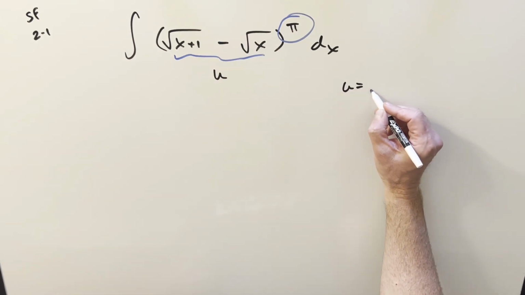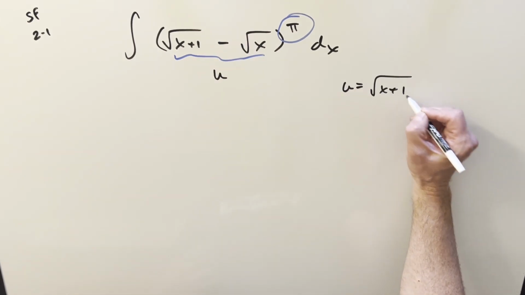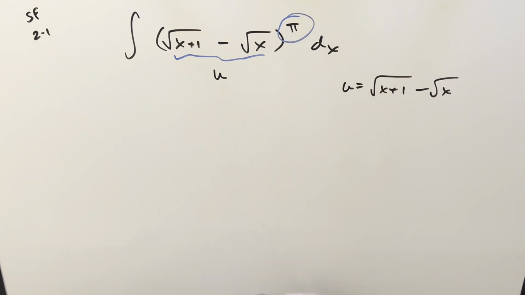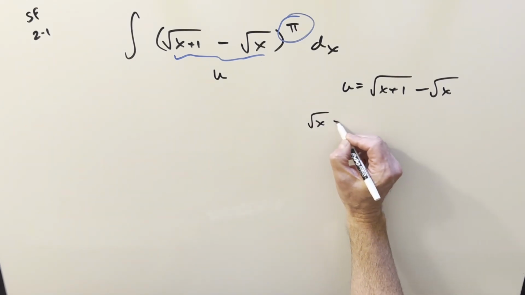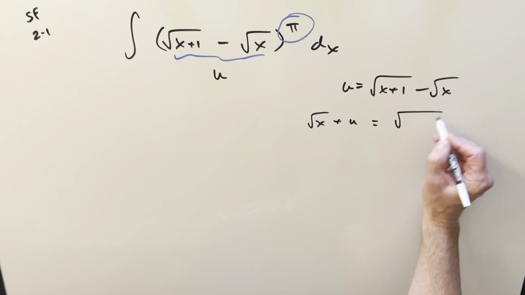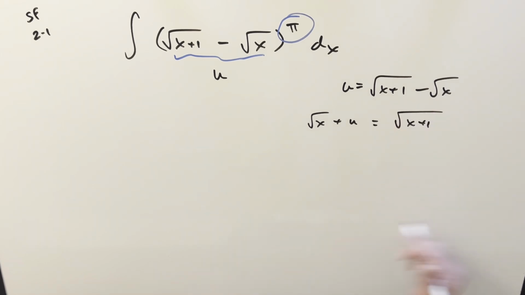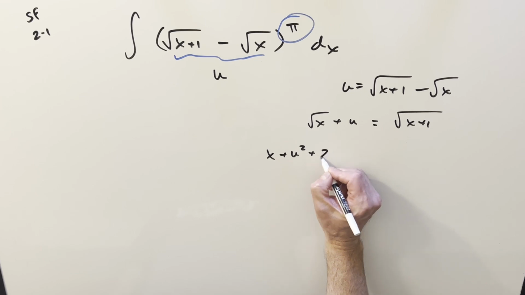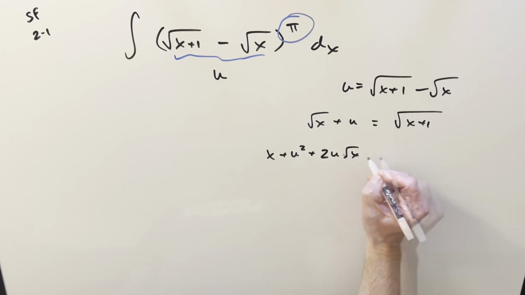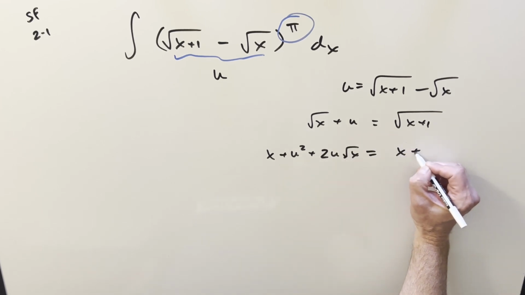So I want to say u is just equal to square root of x plus 1 minus square root of x. If you take a derivative from here, that's kind of messy. So what I want to do instead is solve for x. I can bring this on the other side and write this as square root of x plus u equal to square root of x plus 1. Square both sides, and we get x plus u squared plus 2u square root of x. And then on the right side, it's just x plus 1.